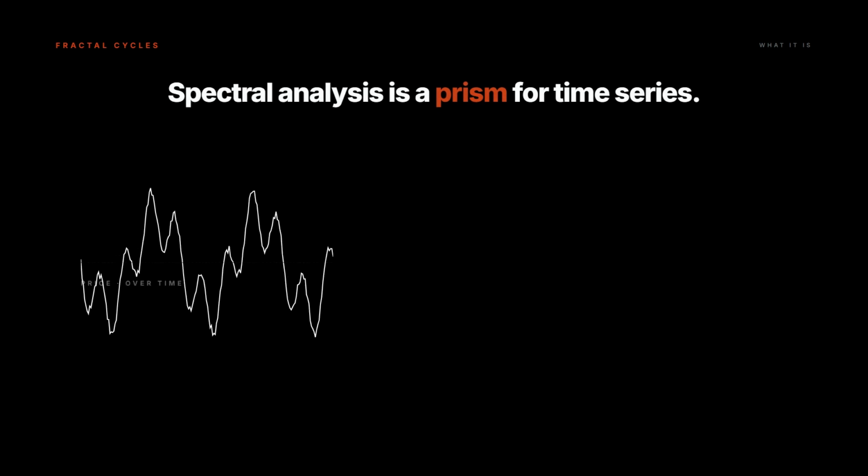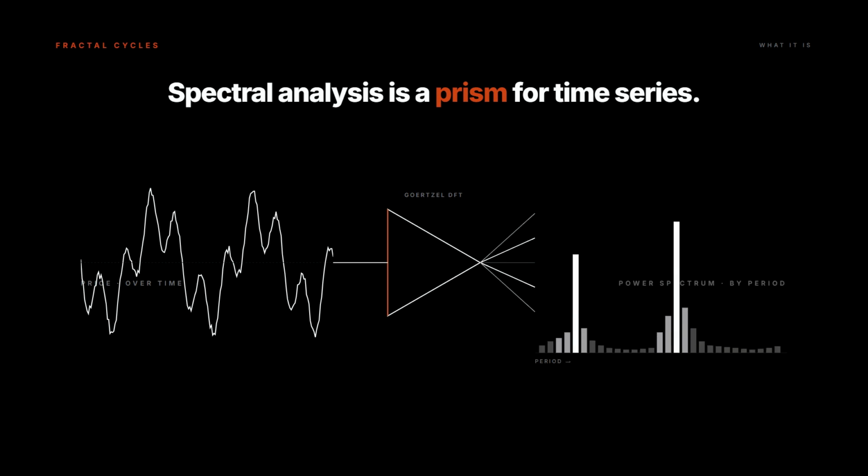Instead of asking what price is doing today, it asks which cycle lengths are actually present in the data. The output is called a power spectrum. Tall peaks mark periods where the market genuinely oscillates. Flat regions mark periods where nothing is really happening. Like a prism splitting white light into colors, the spectrum splits a price series into the cycles hidden inside it.